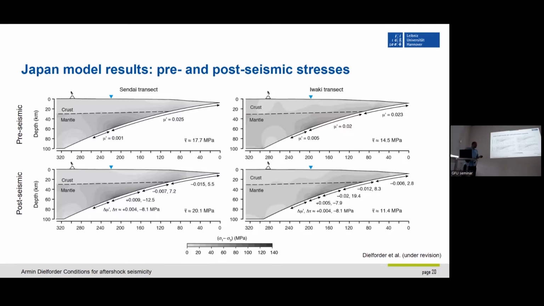And you can also see that there are some subtle changes in the differential stress between the pre-seismic and post-seismic phase, and also between the models. But these changes are overall very low. And then there's all this mess of numbers here. We don't need to worry too much about it. It basically indicates the friction coefficients that we use before the earthquake and after the earthquake. And the other numbers here indicate the stress change that results from this. And these are always something around 10 megapascal, which agrees with stress drop estimates for megathrust events.